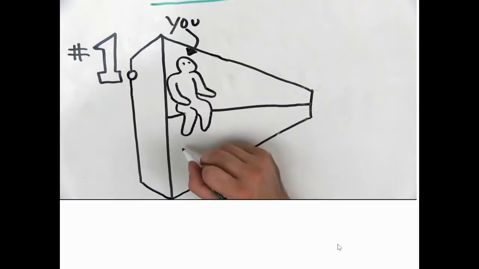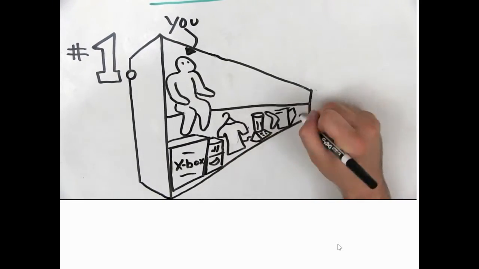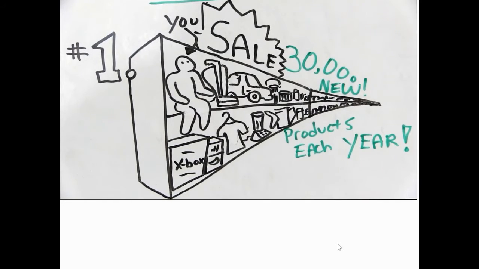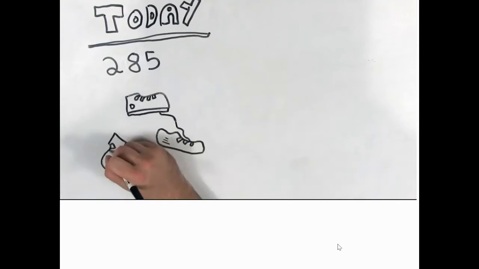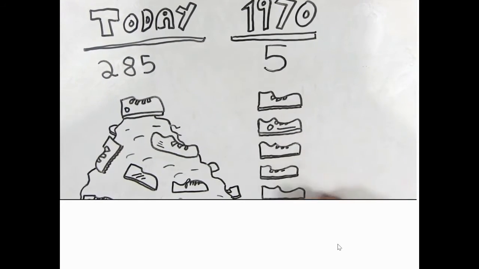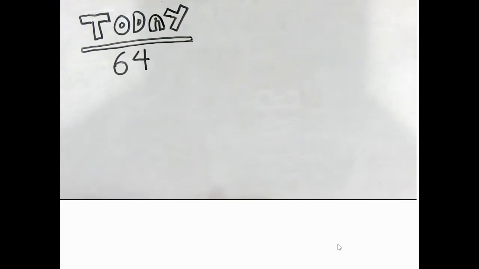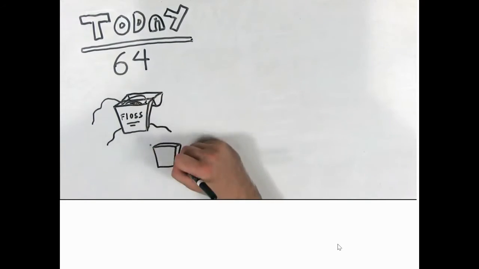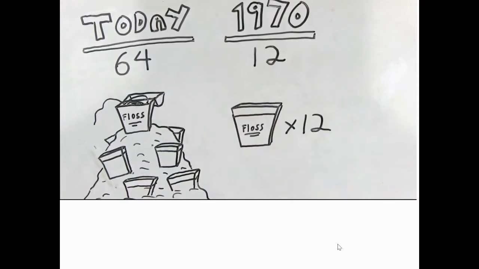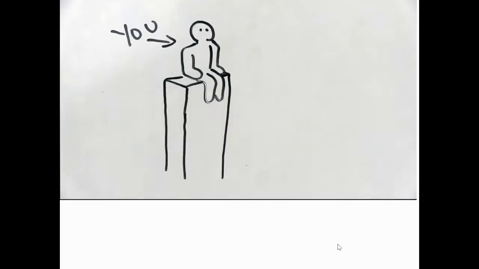First, it is to externally differentiate ourselves from the 30,000 new products that are created each year. Today I read that we have 285 running shoe brands, but in 1970 we had just 5. We have 64 kinds of dental floss, and we used to have just about 12 in 1970. And that can be said for product among product among product.